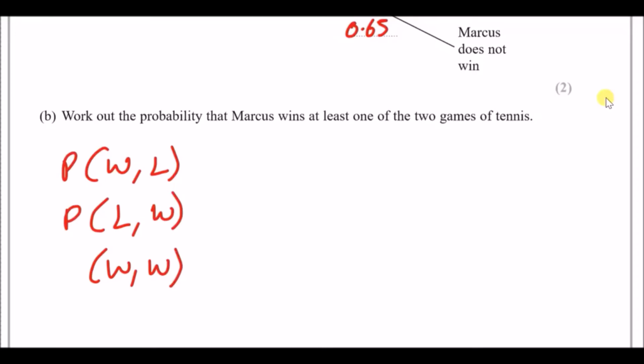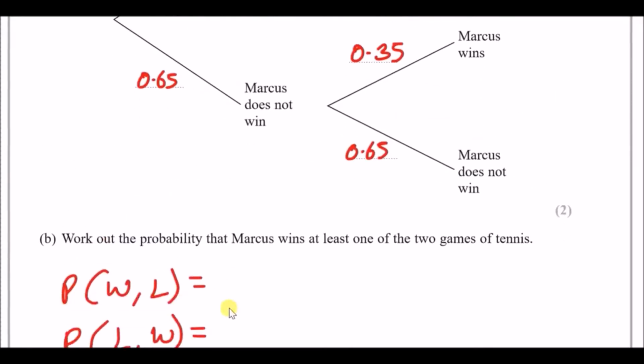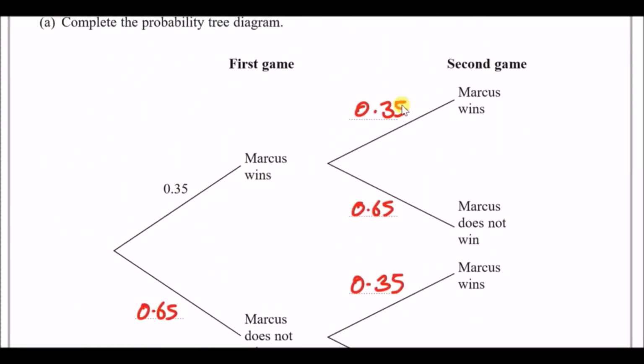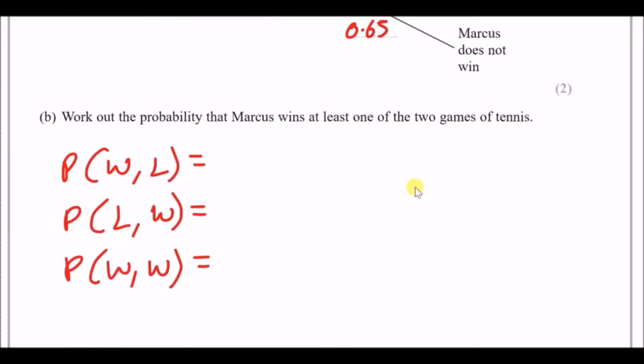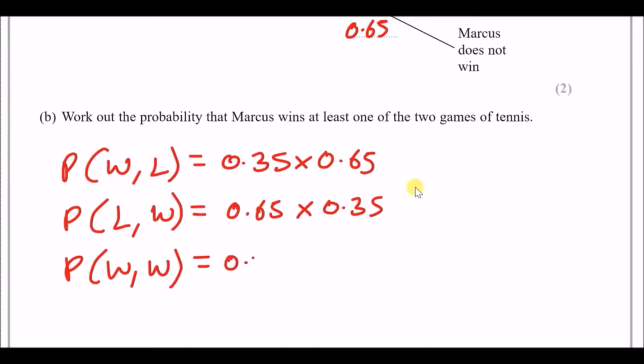And then you literally just find the probability. So this symbol I'm writing is a nice way of keeping track of what you're doing. So winning then losing, so that's 0.35 times 0.65. So 35 and 65. Losing will be 65 times 35, and winning both times will be 35 times 35. So when you work them all out, you then have to sum them up, yeah?